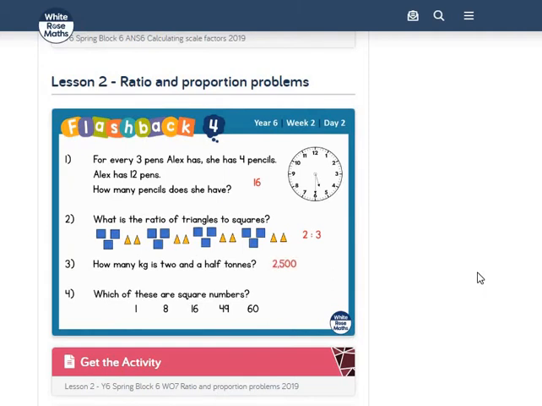Number 4. Which of these are square numbers? The one you may have missed may have been number 1. Remember, 1 times 1 is 1, 4 times 4 is 16, 7 times 7 is 49. The time on the clock is 5:30.